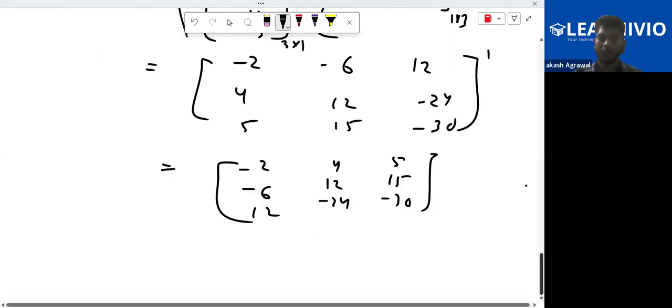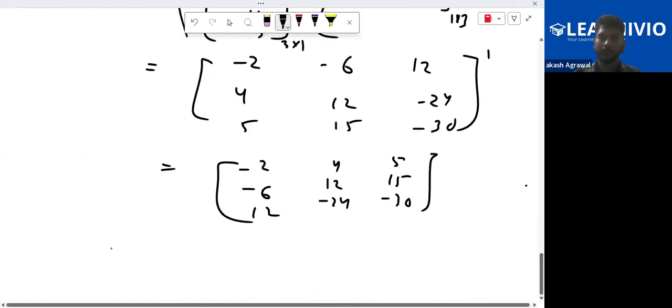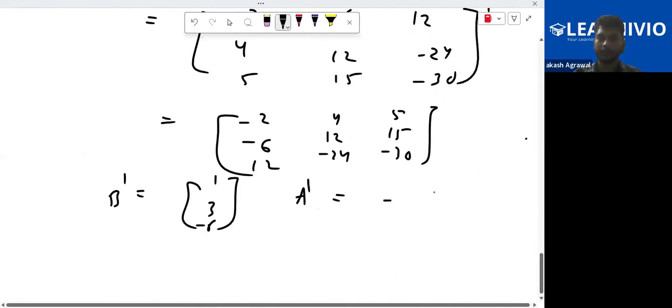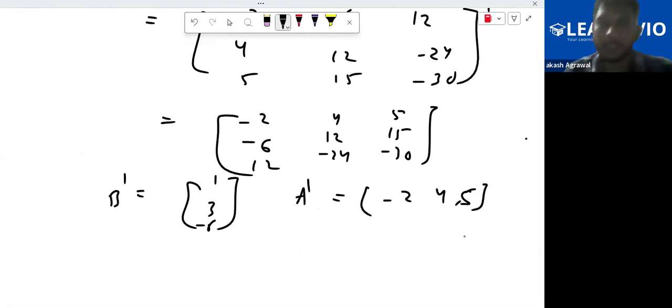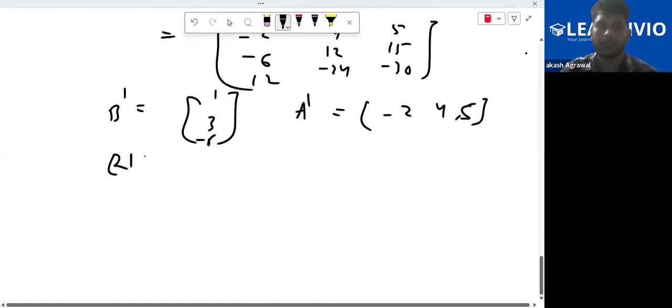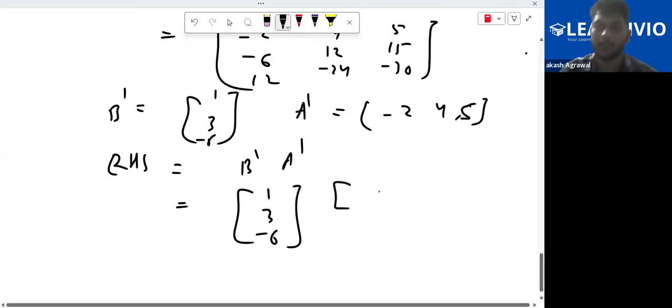Okay. Now we need B transpose, A transpose. B transpose will be 1, 3, -6. And A transpose will be equal to -2, 4, 5. We need to multiply these two. So on the RHS we have B transpose, A transpose, which is 1, 3, -6 multiplied by -2, 4, and 5.